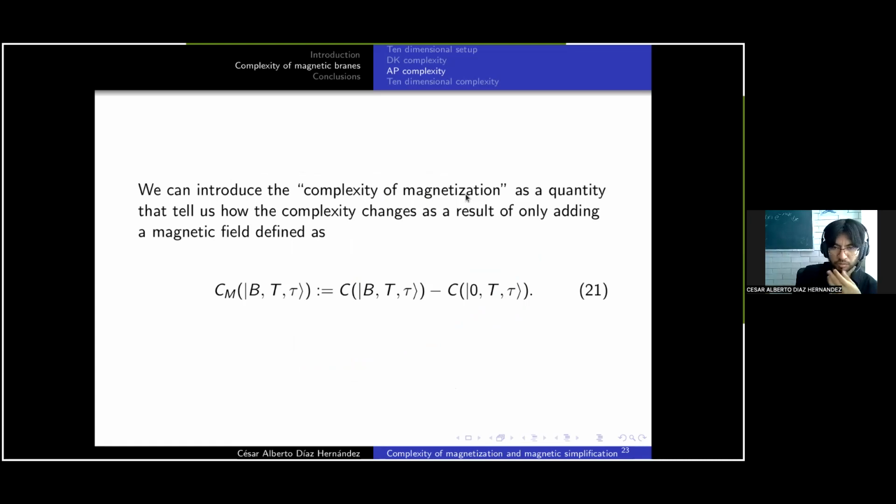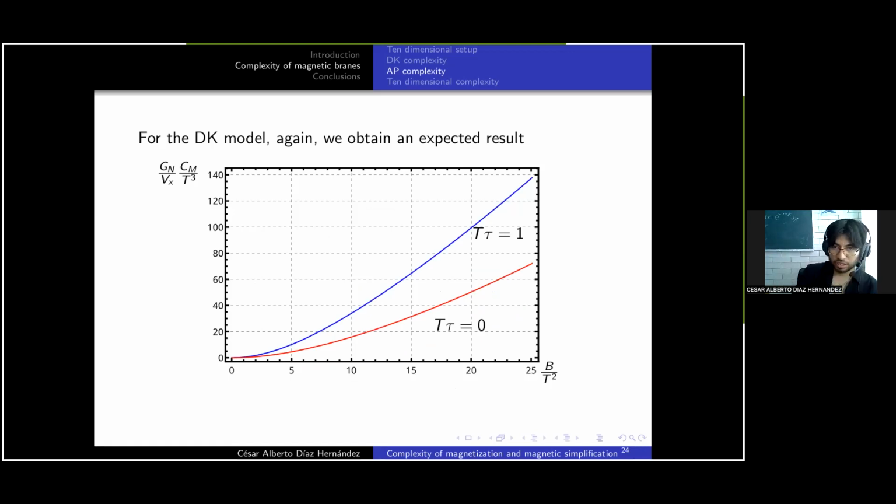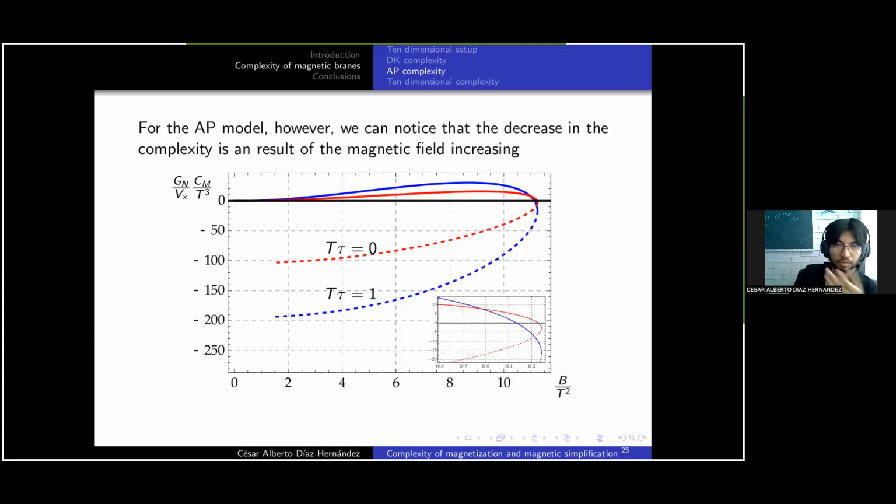isolate this behavior, we introduce the complexity of magnetization. For the decay model, again, we obtain the expected result for this complexity of magnetization. Again, this tells us that if we add a magnetic field, it's more difficult to form these states. But for the AP model, we notice that this decrease of complexity also occurs. This tells us that this decrease in complexity is a result of adding this magnetic field.